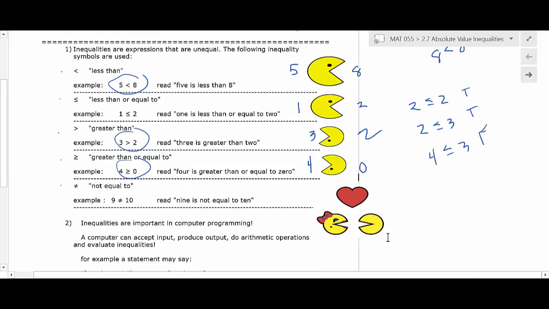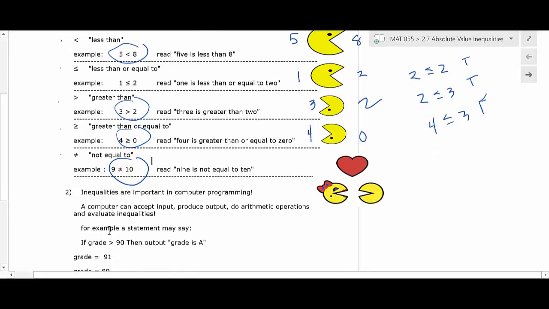Oh, that's Miss Pac-Man. For whatever reason, I must have put Miss Pac-Man on there. Okay, so not equal to just means two things are not equal. If we have not equal, we put a line through like that. So you want to know what those individual inequality symbols mean. That's real important for understanding when you do inequalities.